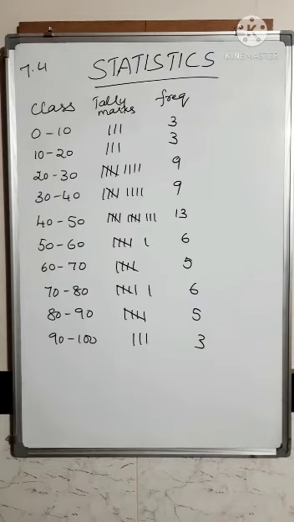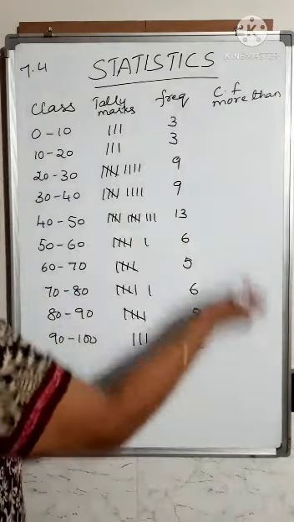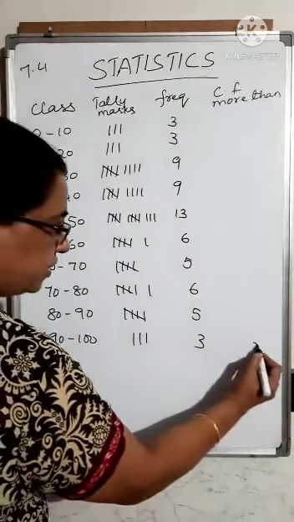Now you have to find out what is the cumulative frequency more than or equal to 10. You have to find out cumulative frequency more than type. So to find out cumulative frequency more than type, instead of doing the subtraction, do the addition from bottom to top. So write this value 3 as it is.